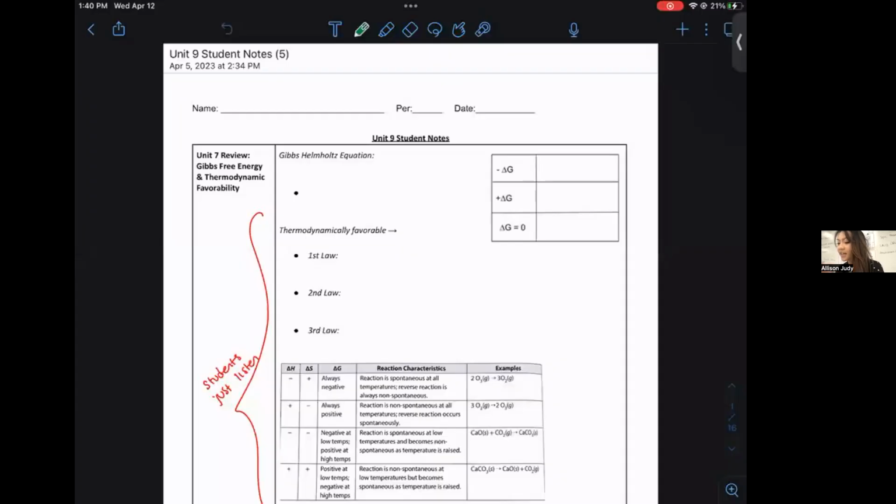Okay, so unit 9 is going to start with the Gibbs free energy thermodynamic review. I highly recommend you just listen. You've gotten most of this either through physics or through unit 7 content, the end of unit 7. I'll introduce a couple of new equations. And then this unit is going to really connect Gibbs free energy with redox reactions and tracking electron movement in reactions.